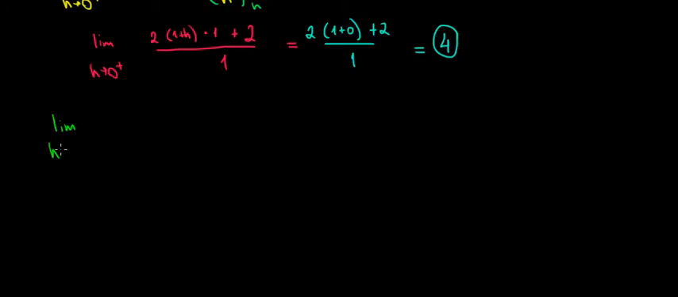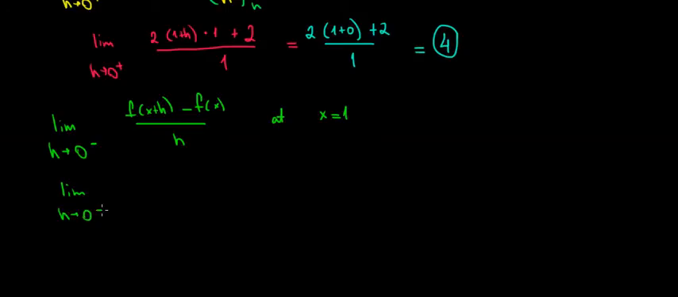The limit of h approaching 0 from below of f of x plus h minus f of x, divided by h, again at the point of x equals 1. So that's going to be the limit as h approaches 0 from below. Now instead of x plus h, we will have 1 plus h minus f of 1, divided by h.